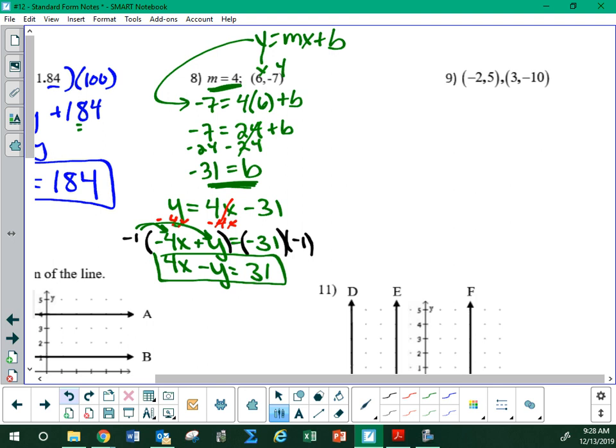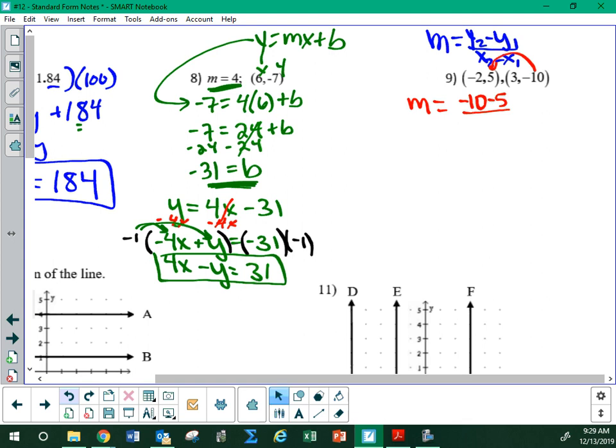Two ordered pairs though. Oh man, two ordered pairs. That means we have to do the most work. Alright, I have to find slope first. That's always my first thing, find slope. So my slope equation is y2 minus y1 over x2 minus x1. Alright, so my slope, y minus y, negative 10 minus 5, over x minus x, 3 minus negative 2.